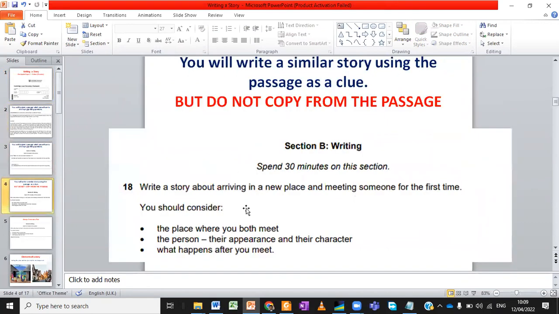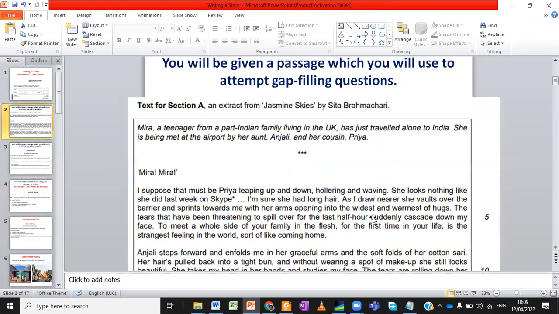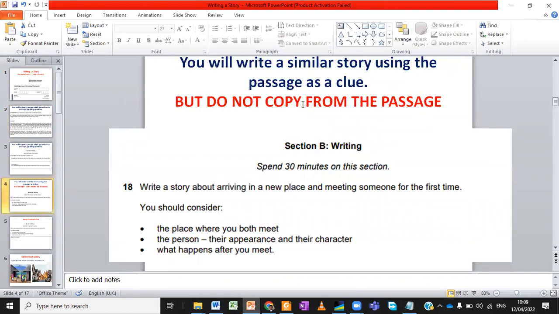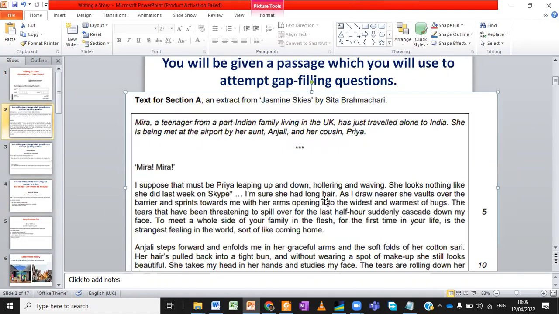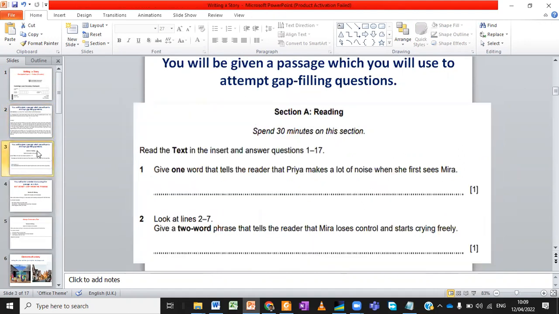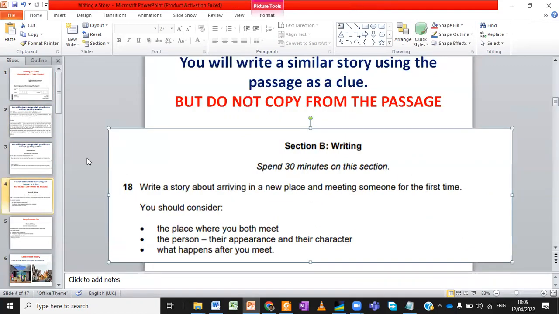Now, they'll ask you to write a story. The story from this passage will actually serve as a clue. It will give you an idea of what to write about, but please do not copy anything from this passage. Okay, this story, you're going to write a similar story like this passage, but you have to be original. Do not copy anything from this passage. Okay, now the story. Can you hear me?